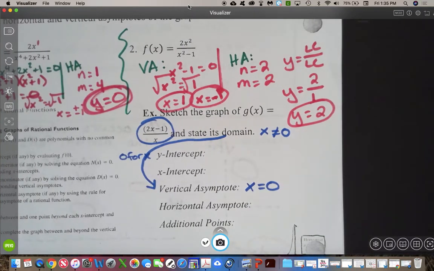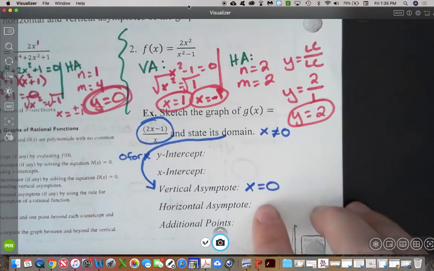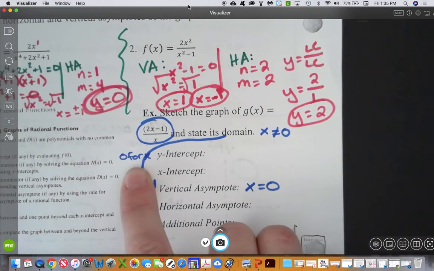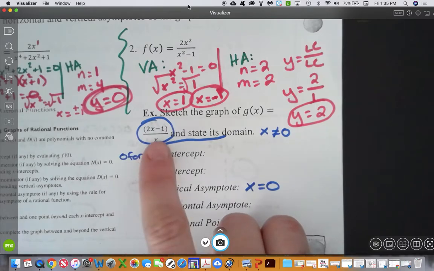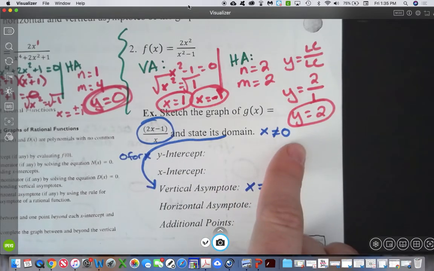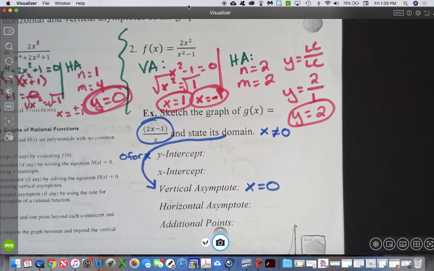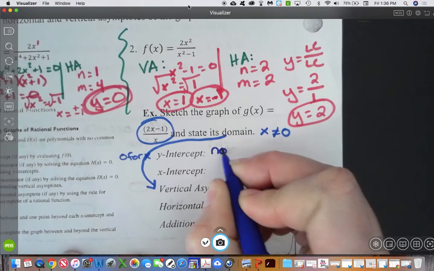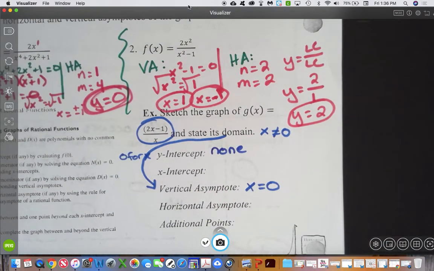We did domain, and we did vertical asymptote, so there's that. We're getting ready to do the y-intercept. We said you have to plug 0 in for x, but we just said x can't be 0. So, what happens to the y-intercept? There is none. There is no y-intercept. The x-intercept. How do I find the x-intercept?